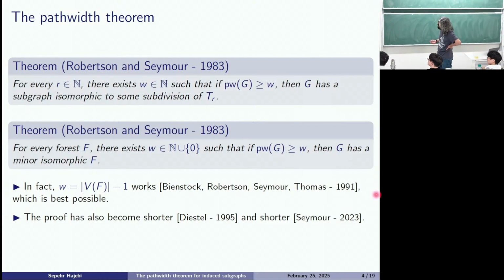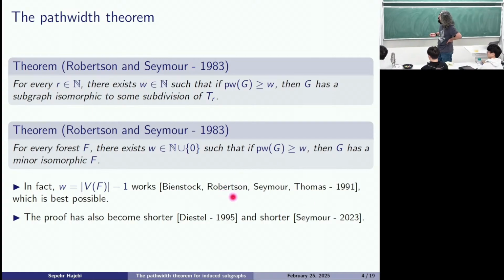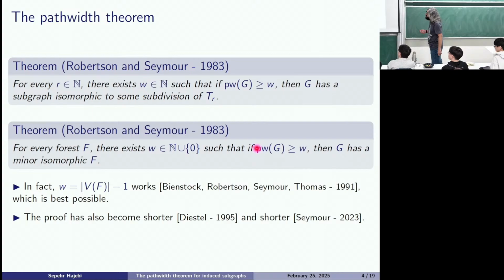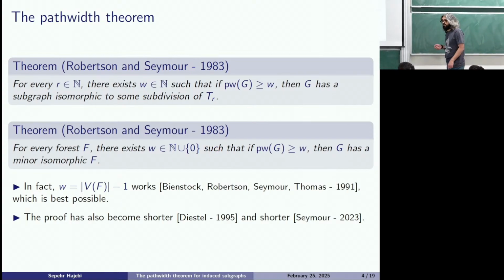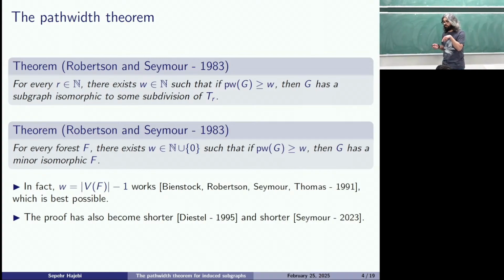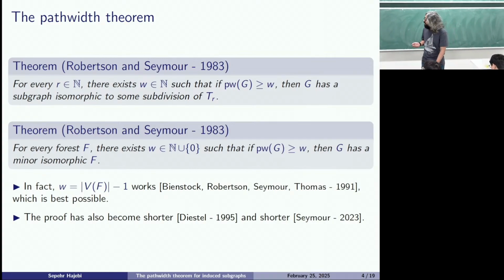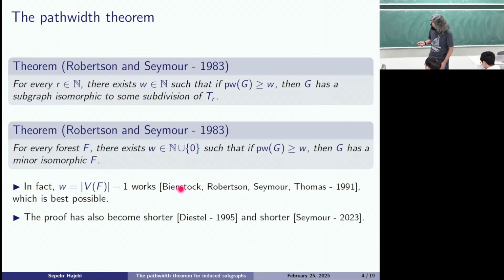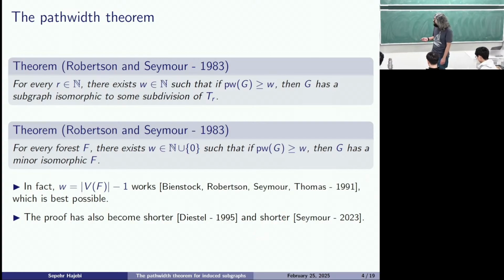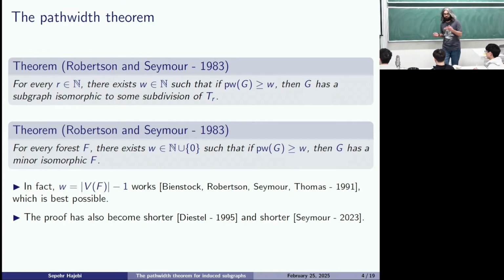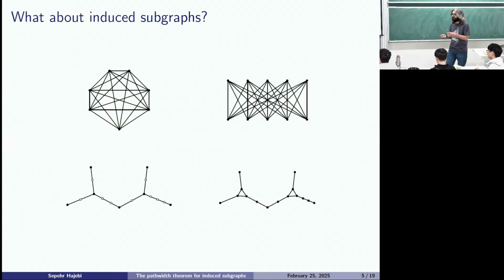And actually here you get the best possible bound. So if you want to get a forest F as a minor, all you need is to make sure that your graph has pathwidth at least the number of vertices of F minus 1. And that's as small of a bound as you get here, because the complete graph on the number of vertices of F minus 1 vertices has pathwidth number of vertices of F minus 2, and it doesn't contain F as a minor. And the proof of this has also become shorter and simplified a few times, most recently by Seymour. And this proof is really less than a page long. So it's really elegant. Just go see that proof if you haven't already.